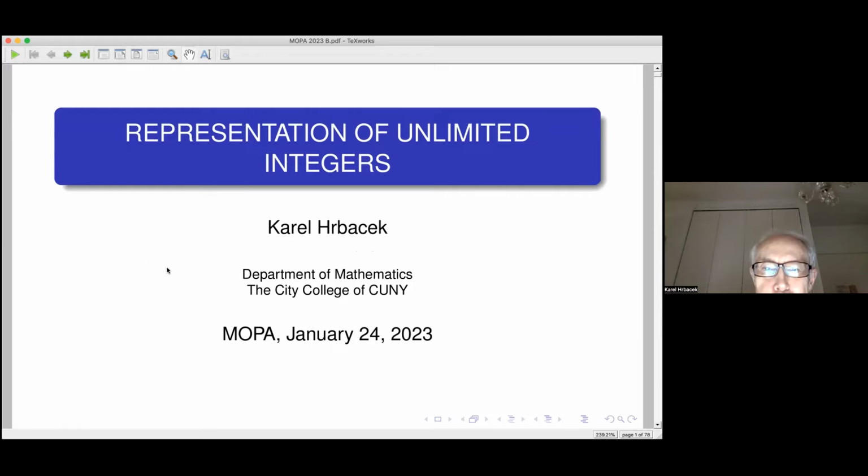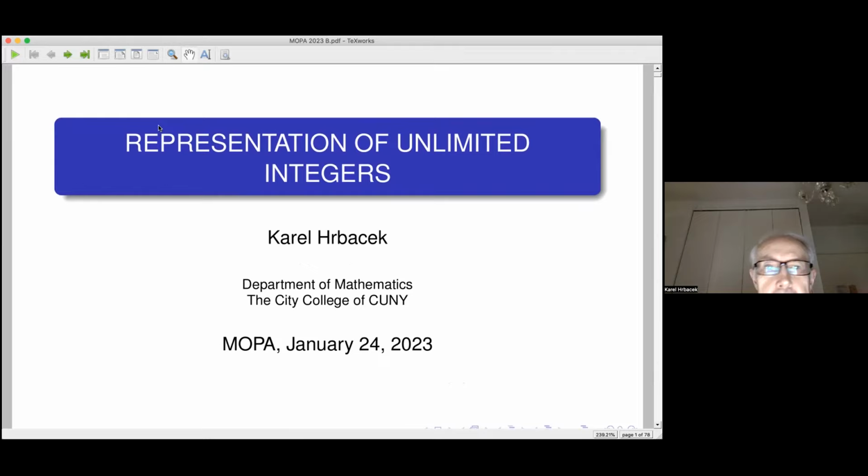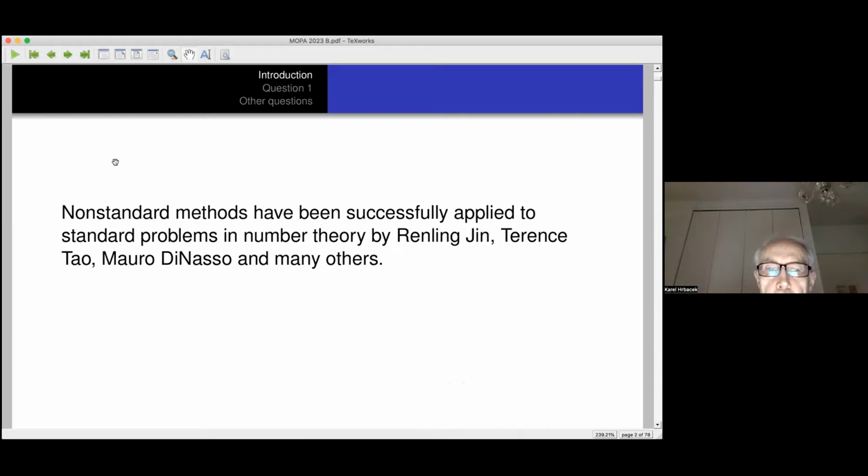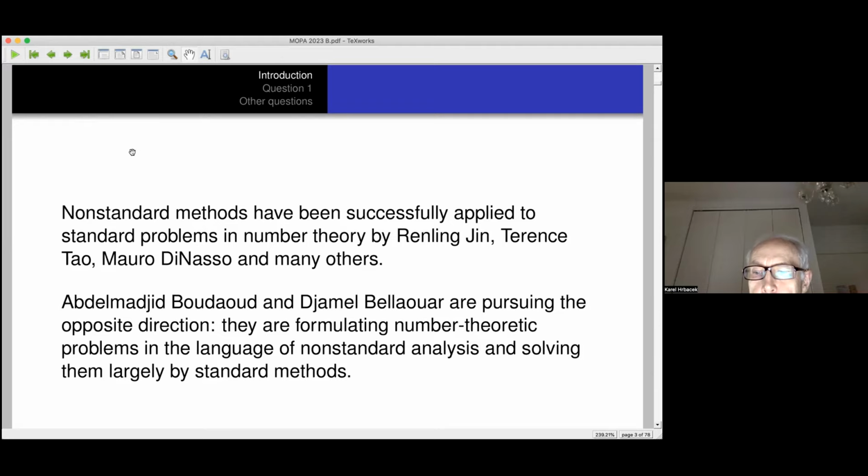So we all know about the work on using non-standard methods in the usual standard number theory by Renling Yin, Terence Tao, Mauro, and many others. I'm going to talk about the opposite direction, that is formulating number theoretic problems in non-standard language and then solving them by more or less reducing them to standard methods. This was pursued by Abdelmajid Boudaoud and Jamel Belawar from two Algerian universities.